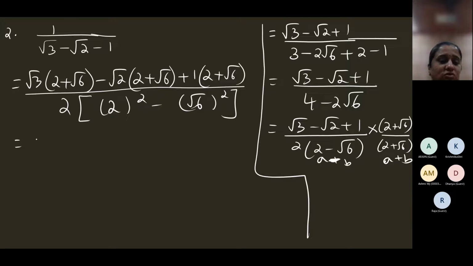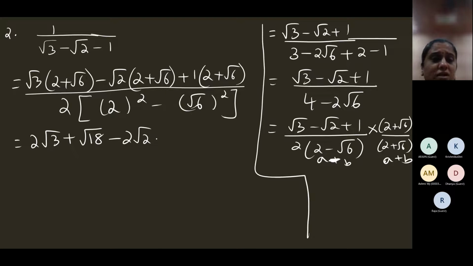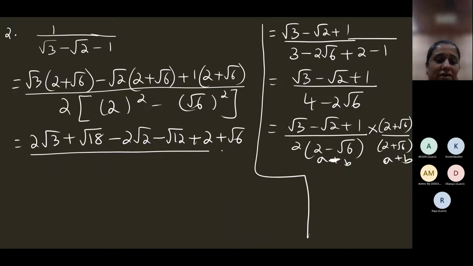Now multiply the numerator, so it will be 2 root 3 plus root 18, then I'll change it for you, minus 2 root 2, minus root 12, plus 2 plus root 6, divided by 2 into 4 minus 6. Whenever a pure surd can be expressed as a mixed surd, you must do that.